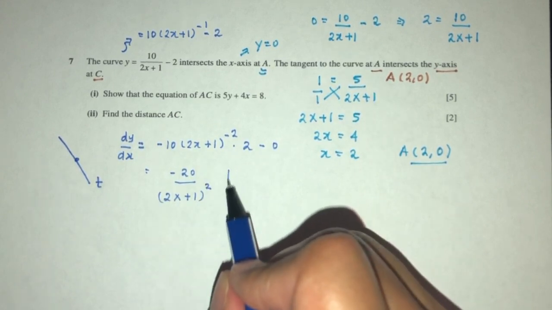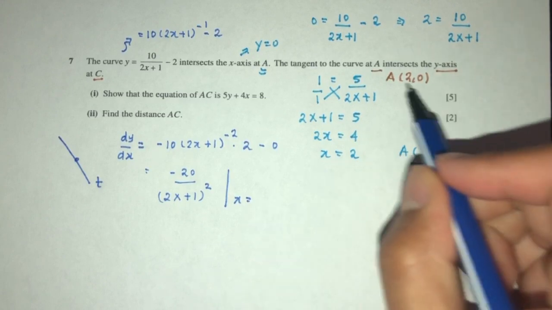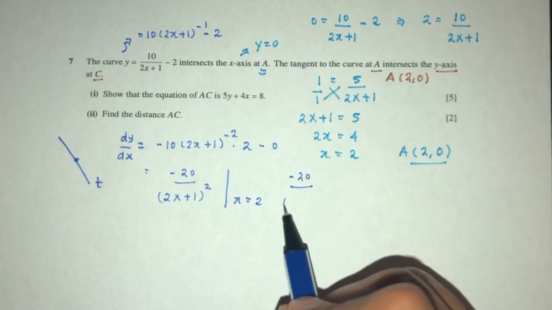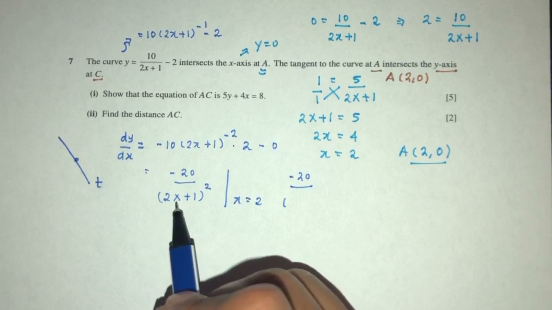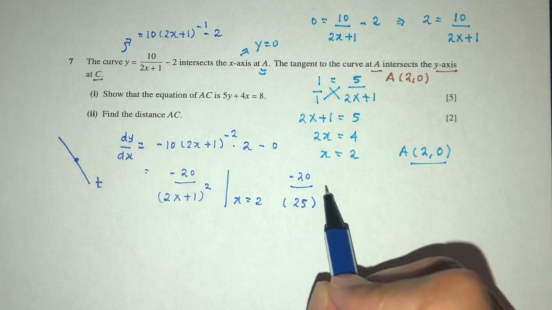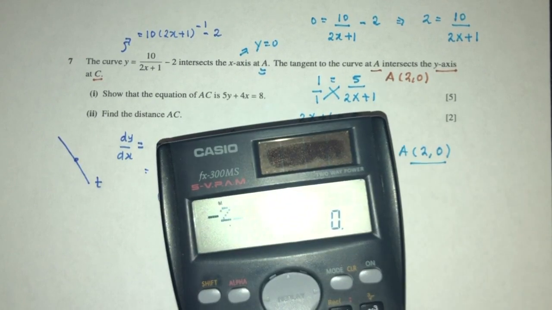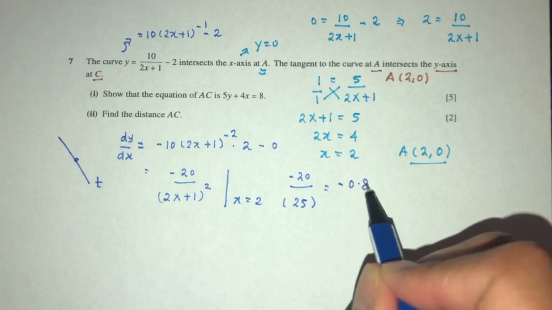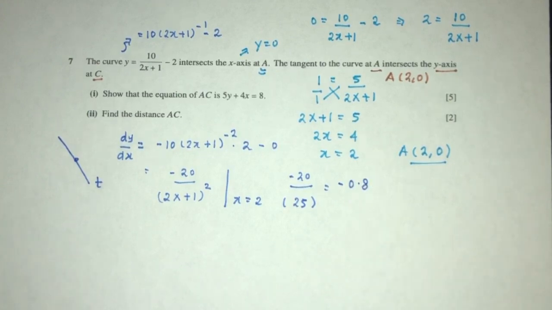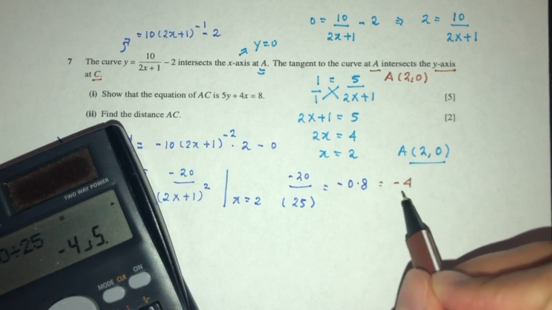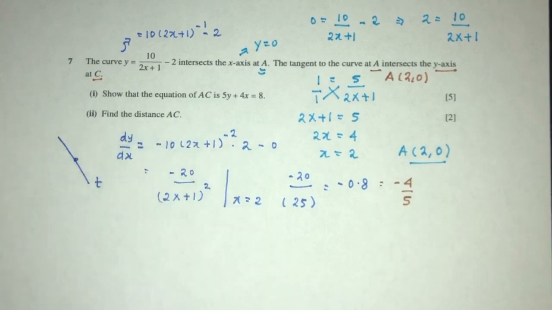So we have to find this at the value of x equal to 2. That should be minus 20 over 2 times 2 is 4, plus 1 is 5, 5 squared is 25. So the gradient of tangent will be what? Minus 0.8. Or you can write this down as a fraction, that should be minus 4 over 5. So this is the gradient of tangent.